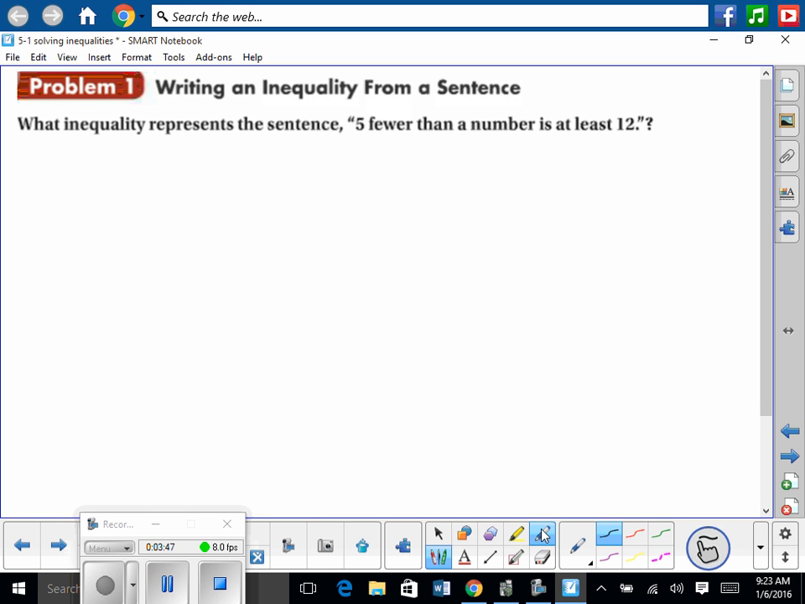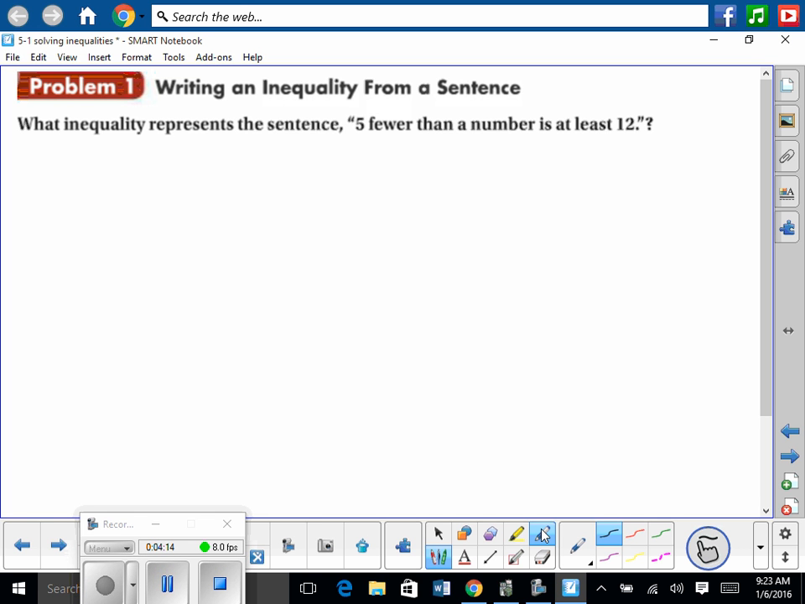So it says, everybody look up here. What inequality represents the sentence: 5 fewer than a number is at least 12. Once again, 5 fewer than a number is at least 12. So with these guys, it's hard to not work backwards. It's way harder if you do not work backwards. So I always work backwards. I say, so 5 fewer than a number is at least 12.